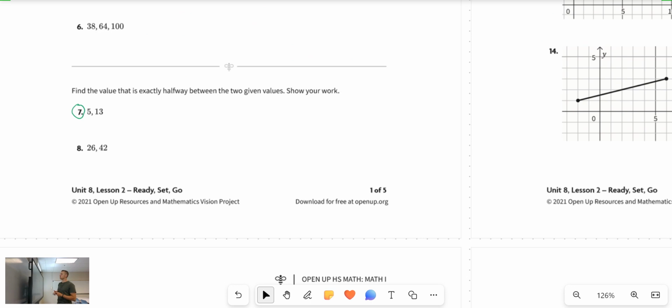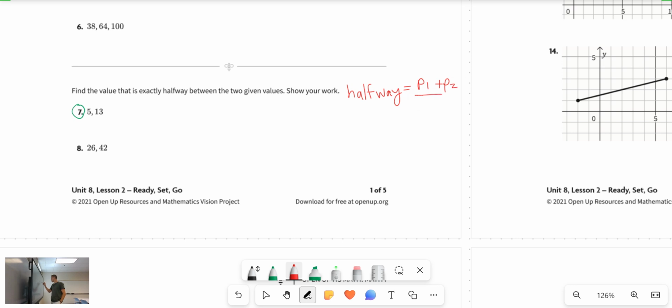Aha! Find the value that is exactly halfway between the two given values. Show your work. So we will write another red. So this is like halfway, we'll call it. Halfway is going to be point number 1 plus point number 2 and then divide by 2. That's going to be the sort of idea. And we'll check these with common sense as well.